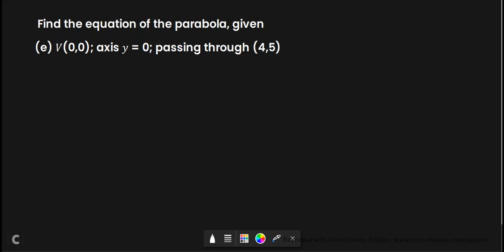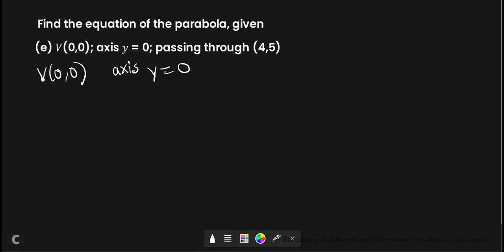Then let's go to the last question in the parabolas. The last question, you have been given the vertex, which is 0, 0, and the axis. The axis is y equal to 0, right? And it's passing through 4, 5. That's where it's passing.